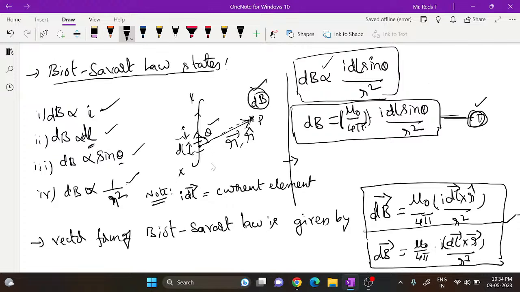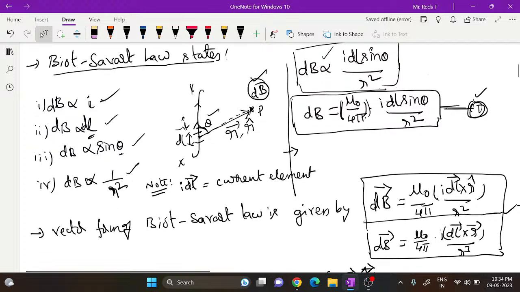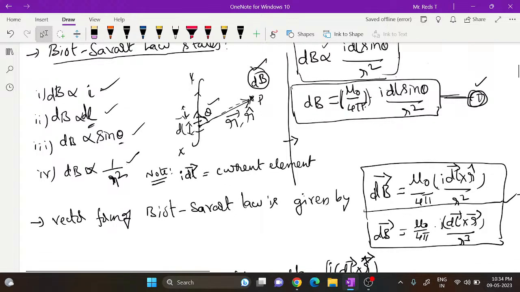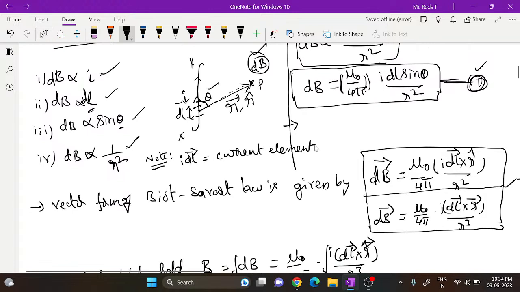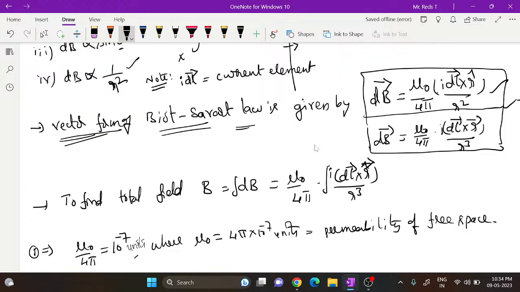So to understand the direction, we have to write this Biot-Savart law in vector form. The vector form of Biot-Savart law is dB vector equals mu naught by 4 pi into I dl vector cross r cap by r square. Here dl vector cross r cap, like a vector cross b vector, is equal to ab sin theta. You can write it as dl into the magnitude of r cap, which is 1, so dl sin theta. Then we get mu naught by 4 pi into I dl sin theta by r square.